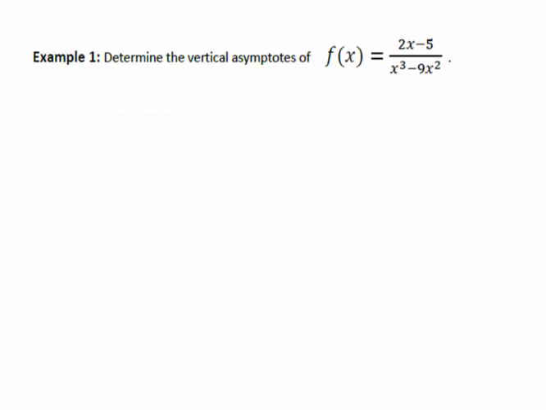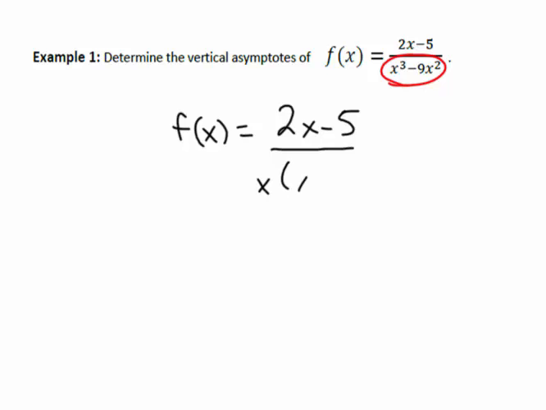Here's our function f of x. We want to find any zeros that exist in the denominator. And we did this all in the last chapter, finding the zeros. Well, we'll just take our function, and we're not going to worry about the numerator. All we have to do is find the zeros of the denominator. And we can find those zeros by factoring.